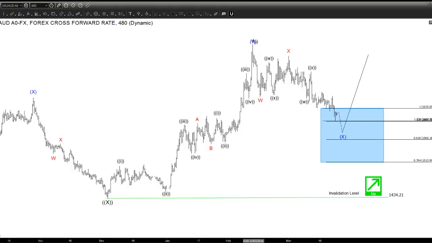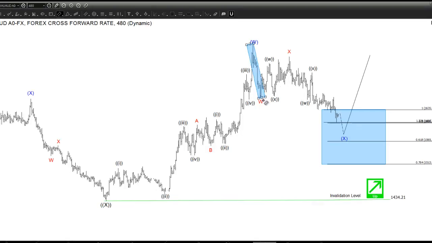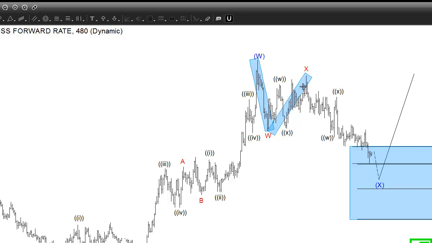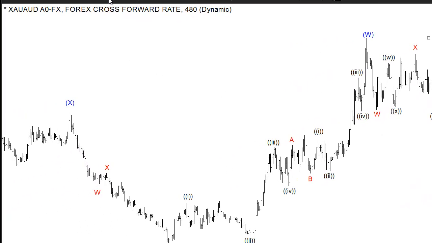Then from this peak here, it looks like we made a push lower, a connector, and then we have already reached the 123.6 extension of the red W and X cycles here. That means we have enough swings in place to call the cycle in the blue wave X completed. We almost reached the 50% retracement as well of this blue W.